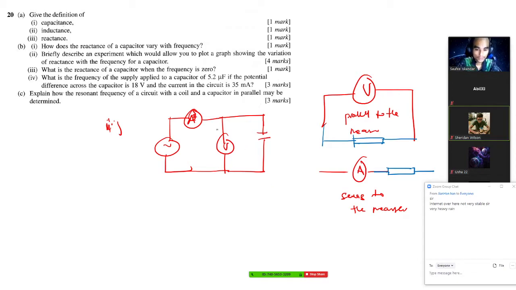In this case, you see the ammeter is in series with the capacitor, meanwhile the voltmeter is parallel to the capacitor. Mind that it's a very basic thing. You should know this, it's general knowledge. Form 5 also, you have to know this thing.